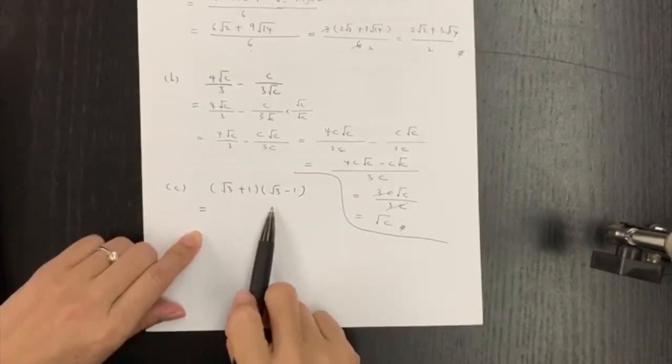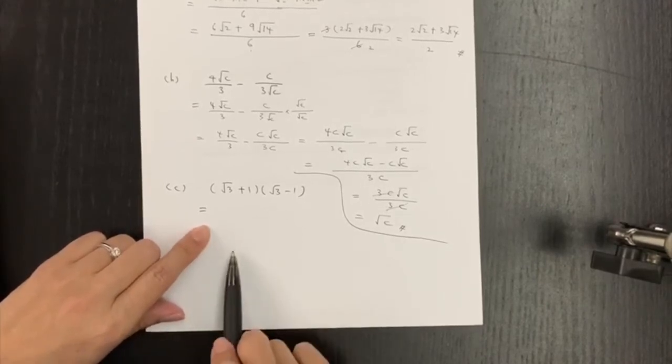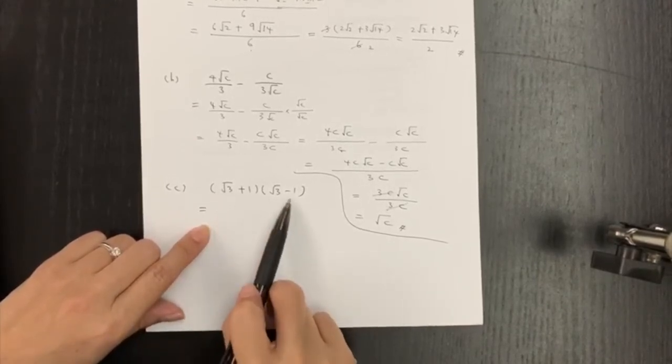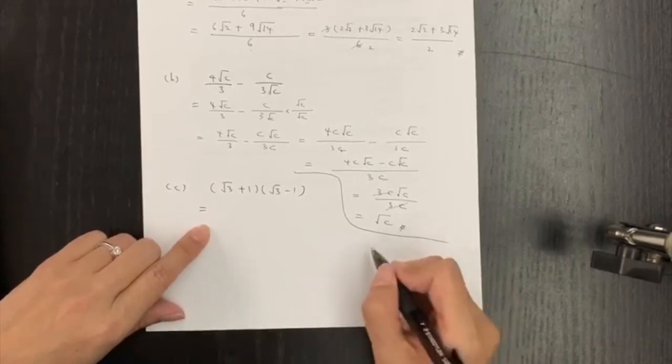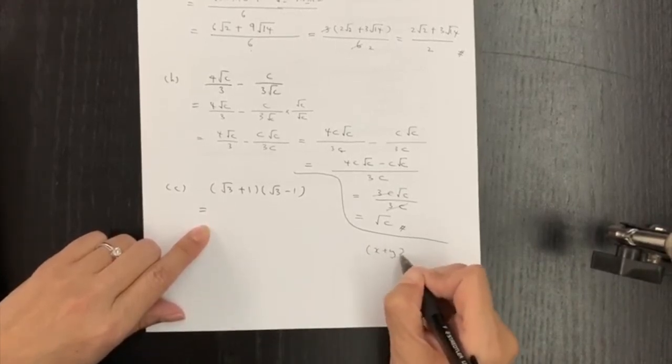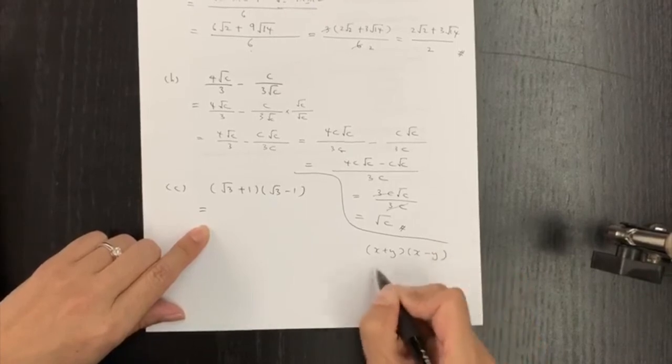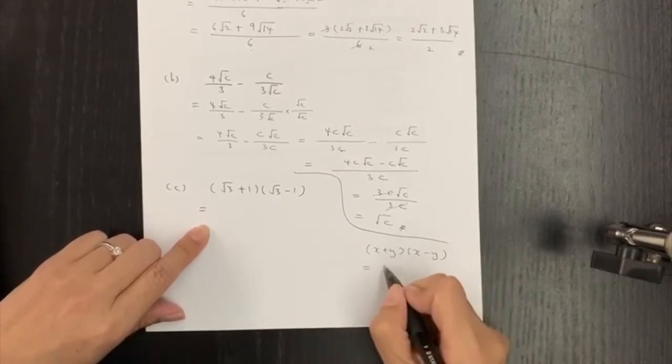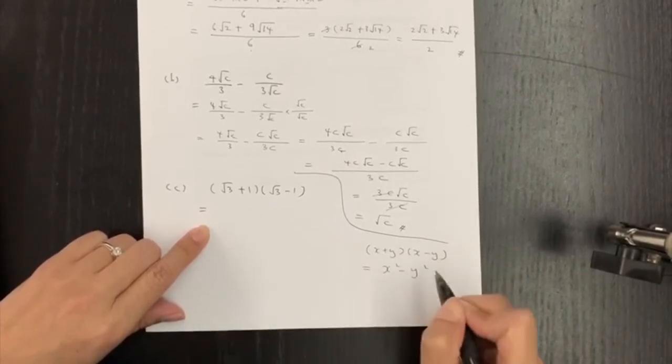Okay, now we come to the final question before we finish this chapter. So, okay, look at this. Can we use identity? Remember this? What is x plus y, and then times x minus y? So, the identity is x squared minus y squared. Remember this?